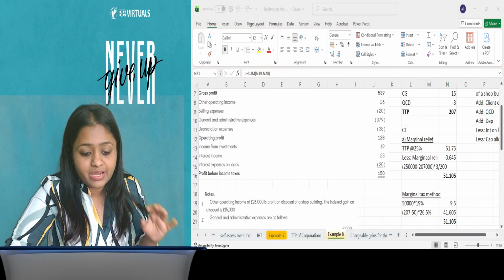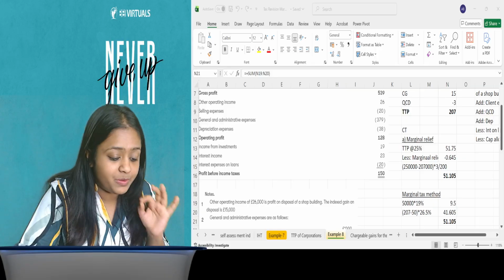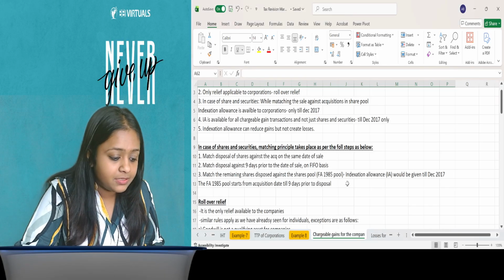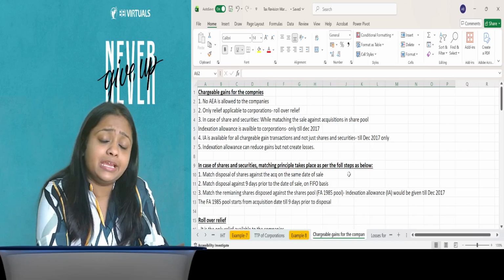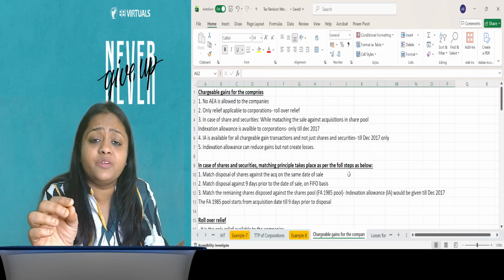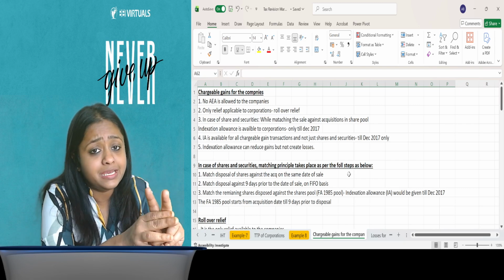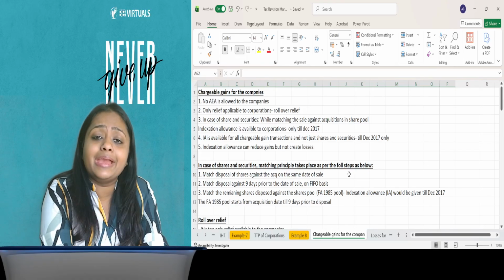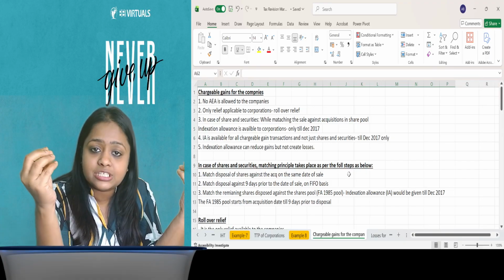So now we are going to revise quickly the chargeable gains. Yes. So now moving ahead with the chargeable gains, guys. Focus on my screen quickly. Everything else remains same, just like individuals. Only a basic difference is there. So only two differences are there when we calculate chargeable gains in case of corporations. Number one, no AEA is allowed to corporations. In place of it, we get indexation allowance.